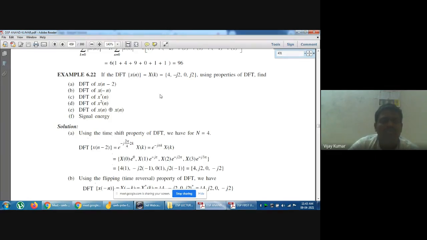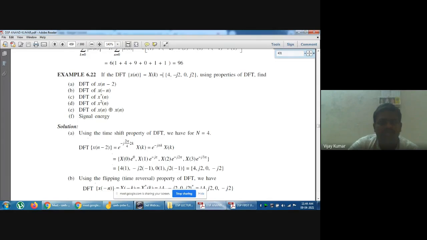Here in place of N we got 4. So e power minus j 2 pi by 4, n naught is 2, 2k into X of k. That is, 4 cancels out: e power minus j pi k into X of k. When k equal to 0, e power 0 into X of 0, that is X of 0. When k equal to 1, e power minus j pi into X of 1. When k equal to 2, X of 2 into e power minus j 2 pi. When k equal to 3, X of 3 e power minus j 3 pi.